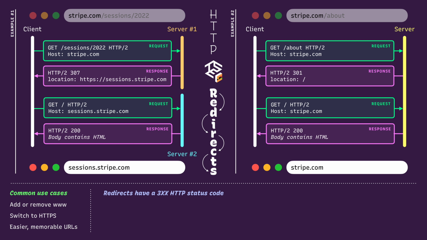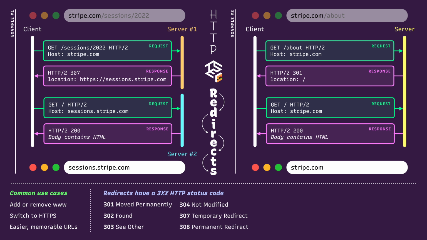Redirects always have a status code in the 300 range. The ones most commonly used are shown here. Note that some are used for permanent redirects and others are used for temporary redirects. Some of the redirect statuses have specific technical differences as well.